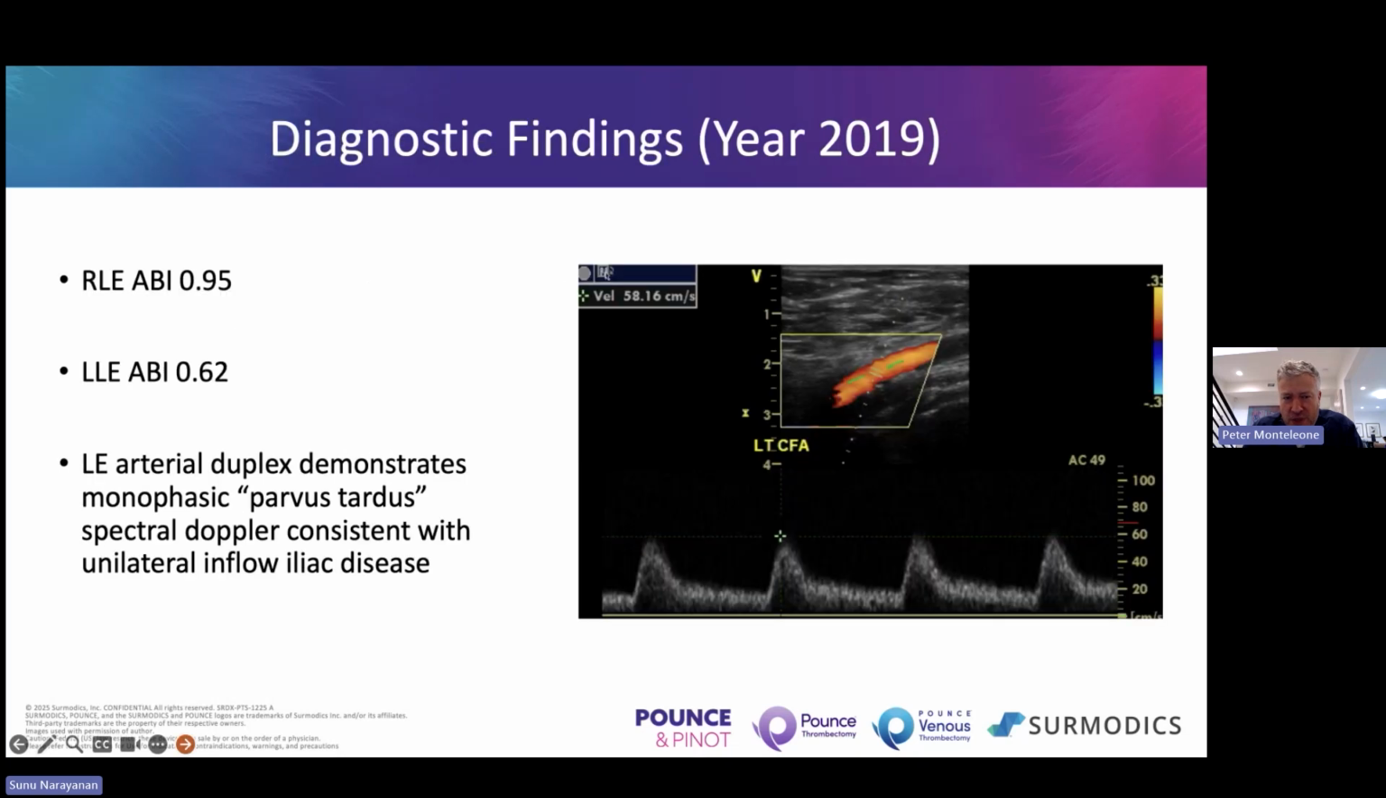We've all dealt with these types of patients coming into clinic. We know this might not necessarily be acute thrombus. We know this might be the more organized stuff, and it's somewhat anxiety provoking. It was, especially before we had the right tools to do it. So we did what we always do. This is a non-emergent, non-acute limb case. We did an ABI. Her right side was normal. Her left side was significantly reduced even at rest. On her arterial duplex, she had monophasic parvus tardus spectral Doppler. Next slide.